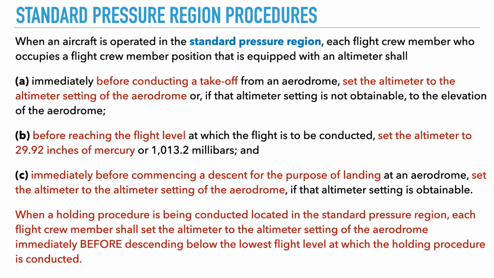When an aircraft is operated in the standard pressure region, each flight crew member who occupies a flight crew member position that is equipped with an altimeter shall, immediately before conducting a takeoff from an aerodrome, set the altimeter to the altimeter setting of the aerodrome, or if that altimeter setting is not obtainable, to the elevation of the aerodrome. Before reaching the flight level at which the flight is to be conducted, set the altimeter to 29.92 inches of mercury or 1013.2 millibars, and immediately before commencing a descent for the purposes of landing at an aerodrome, set the altimeter to the altimeter setting of the aerodrome, if that altimeter setting is obtainable.